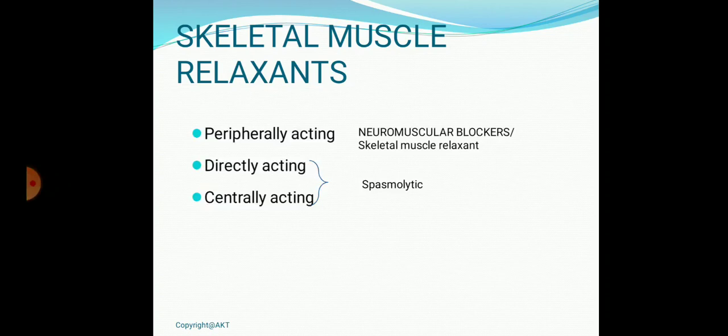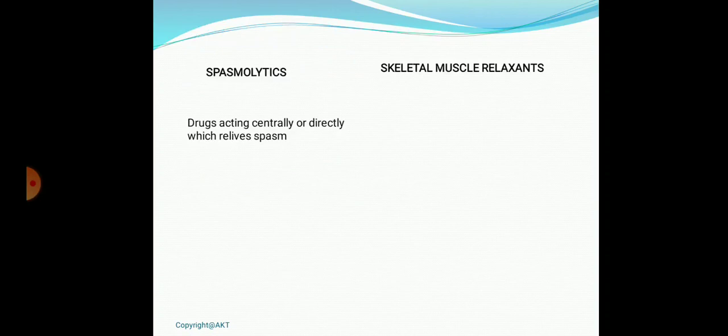Let us see what is the difference between a pure skeletal muscle relaxant and a spasmolytic. Spasmolytics are usually drugs which act either centrally, that is at the level of spinal cord, or directly on the skeletal muscles to relieve the spasm. While neuromuscular blockers, or skeletal muscle relaxants as we call them, are purely NM receptor antagonists.